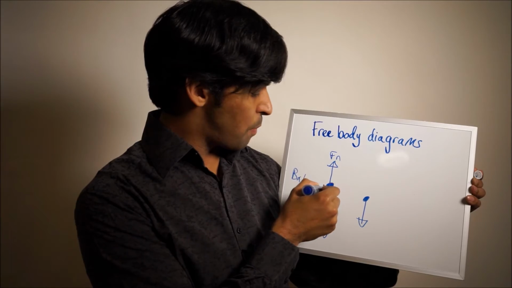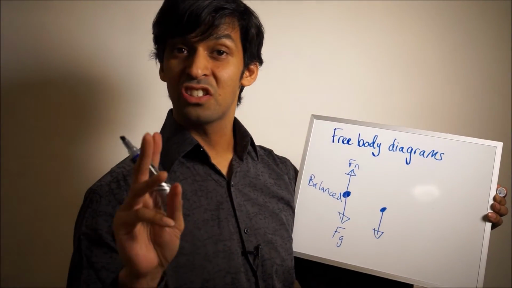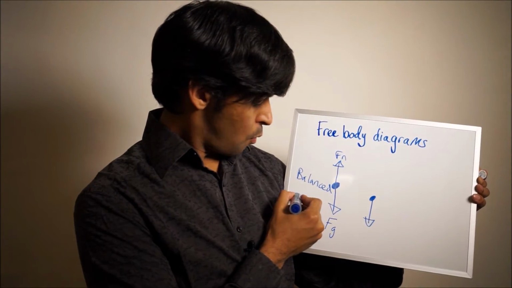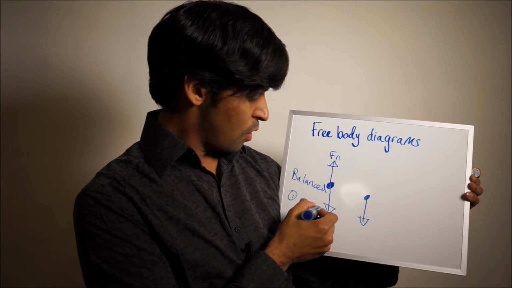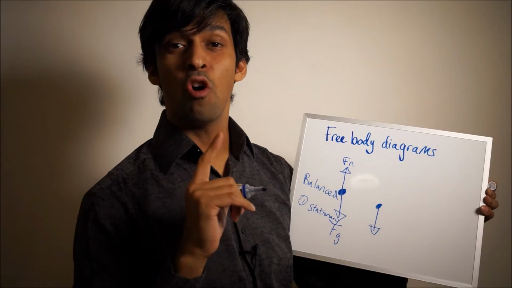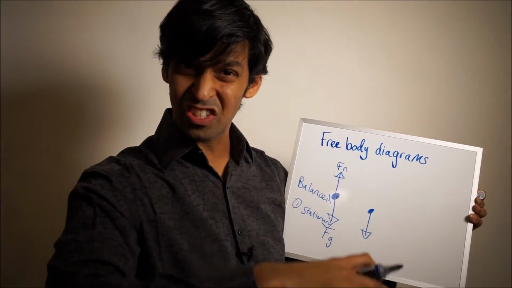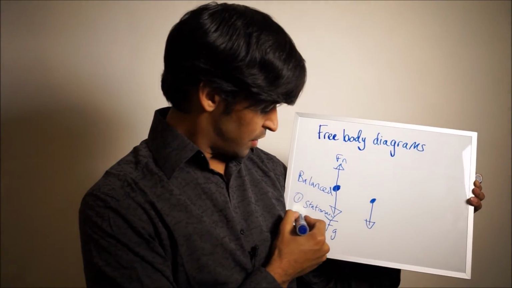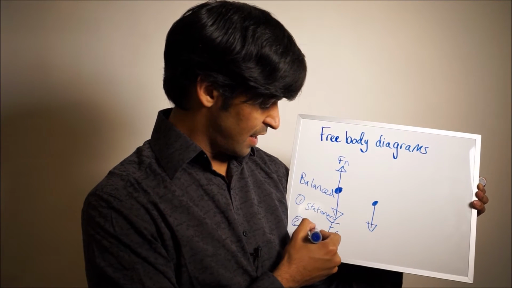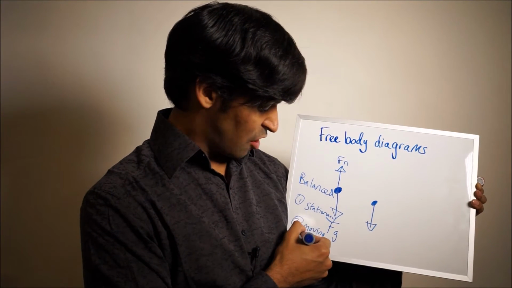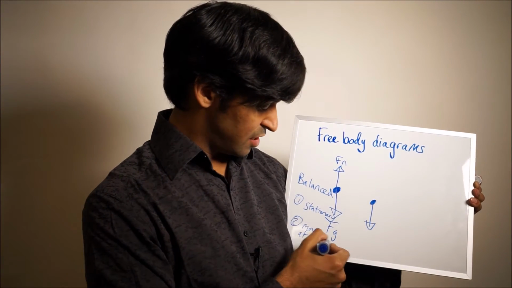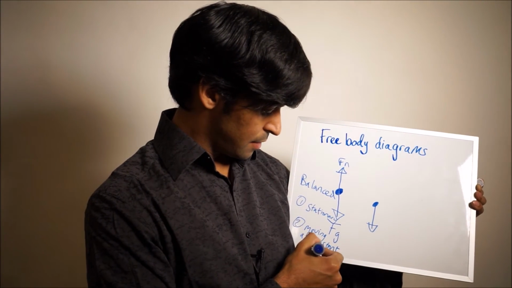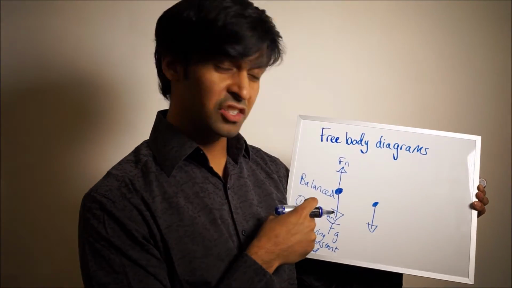And when something is balanced, it can only be doing two things. Number one, it could be stationary, which means it is not moving at all. So it's just staying where it is. And number two, it could be moving at constant speed. Constant speed. Okay, so one of the two things.